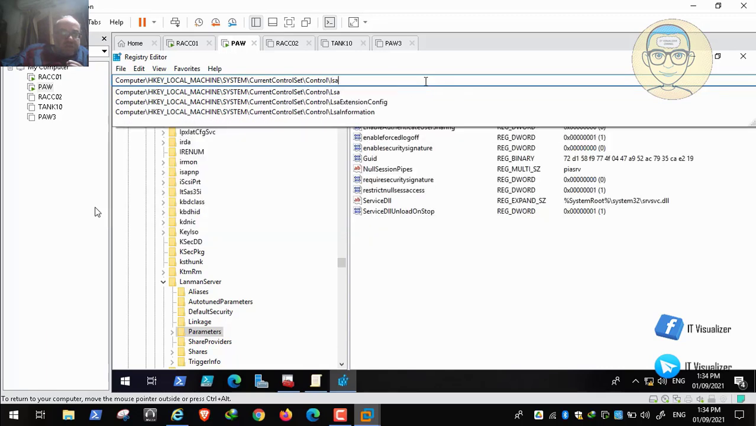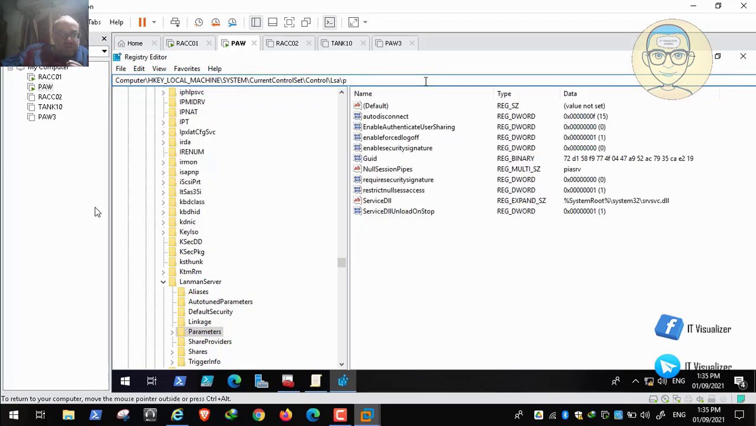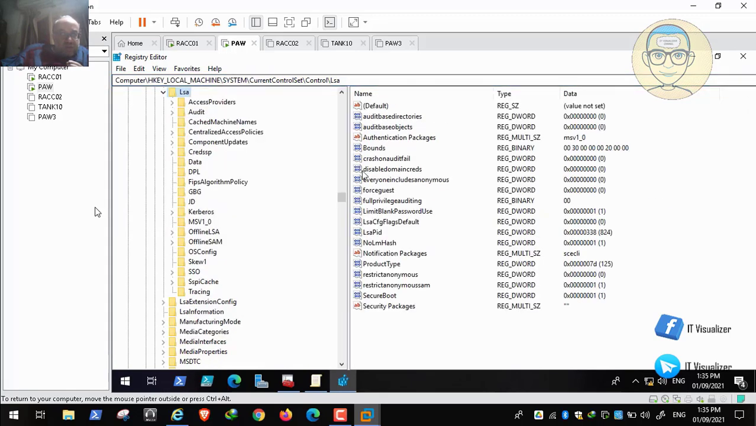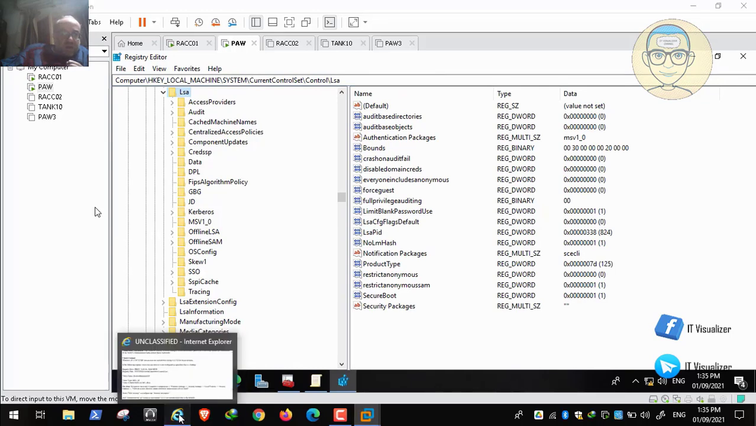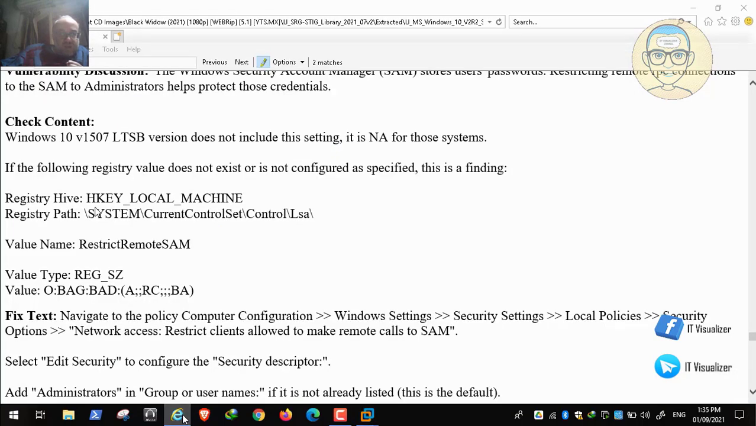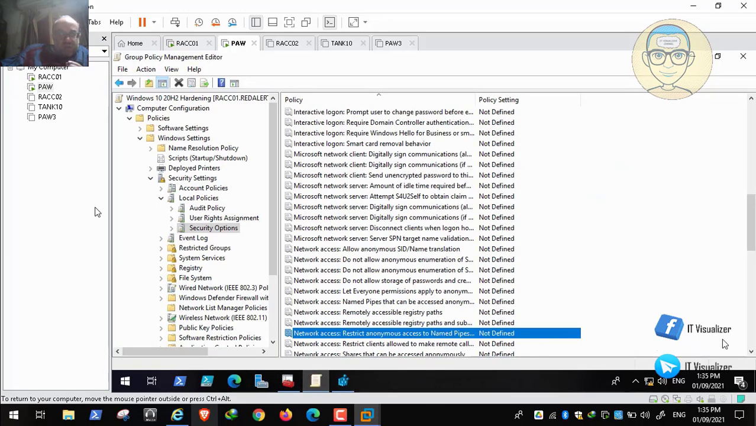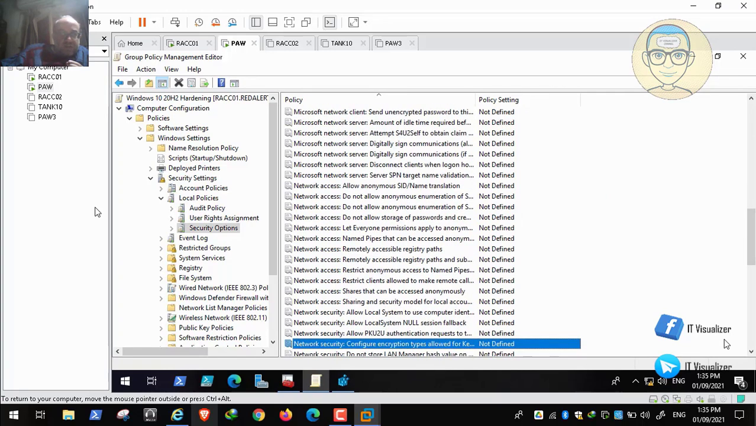This is very easy, navigating to the registry by using the search box. Okay, so this is very easy, not having to click or browse or slide and look at everything. So here we can see restrict, where is restrict anonymous, RestrictRemoteSAM, I think. Anyway, I think it's not there, so we need to go to the group policy and do it. Okay, it's not in the registry, so it's not activated.